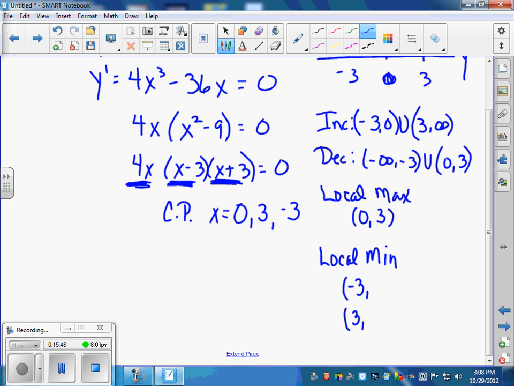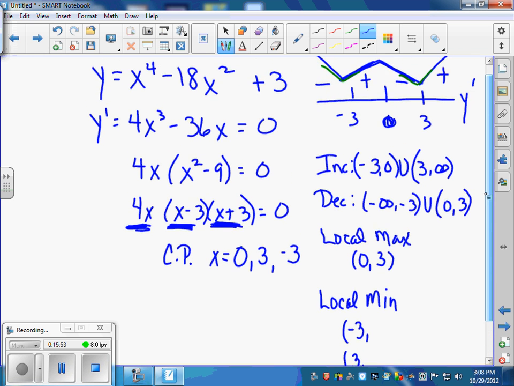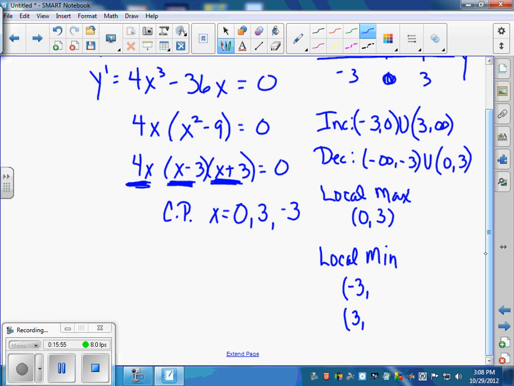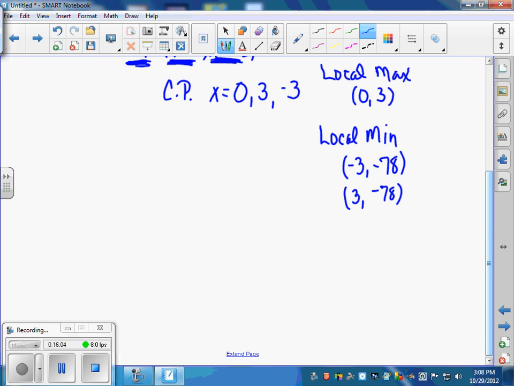Now I need to get the y values for those. So if I go back to the original, and you can put this into your calculator and check it, if I put negative 3 back into the original, you should get negative 78. If I put positive 3 in, I also get negative 78. So here's my graph.